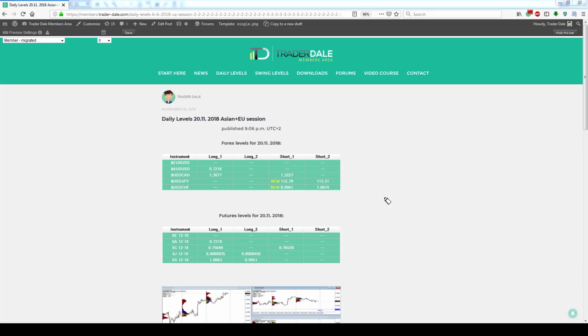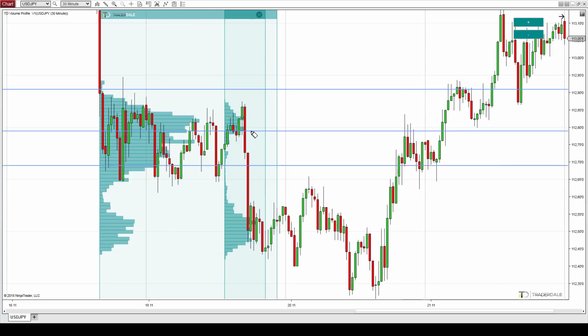So another trade from the prediction table was a short on the US dollar Japanese yen, 112.79, this one. So let's have a look at it. This is the US dollar Japanese yen. This is the short level from the prediction table. This is where it got triggered. And the level was based on volume accumulation setup. It was based on heavy volumes accumulated throughout this whole area.